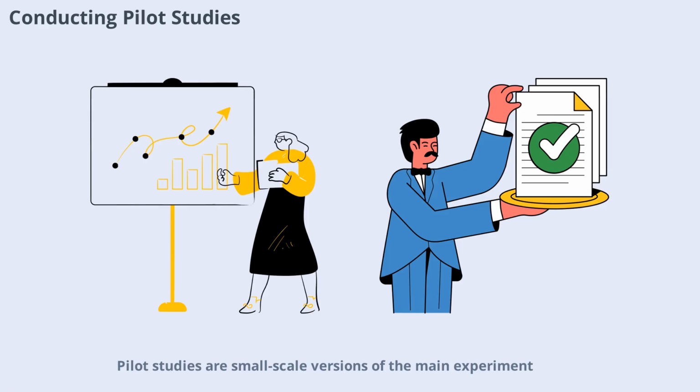Pilot studies are small-scale versions of the main experiment. They help identify potential issues with the protocol and allow for adjustments before full-scale testing. By running a pilot, researchers can test procedures, estimate time requirements, and ensure that data collection methods work as intended. This step is invaluable for refining protocols and improving the overall quality of the experiment. Next, we'll discuss the importance of randomization in experimental design.